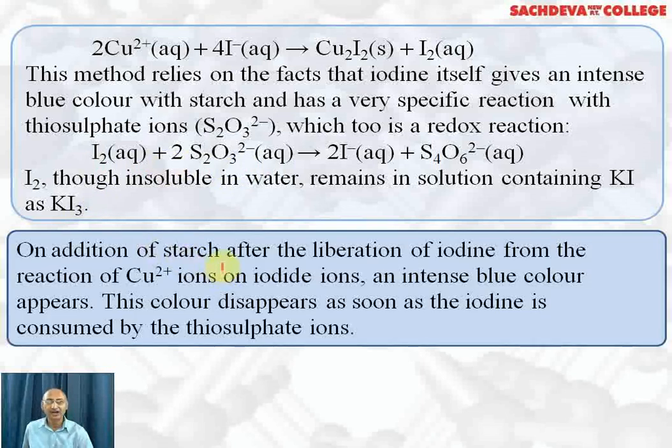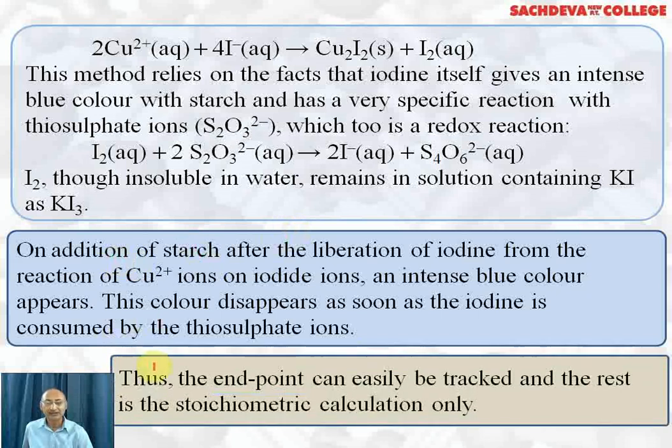After the liberation of iodine from the reaction of cupric ion on iodide ions, starch gives an intense blue color. This color disappears as soon as the iodine is consumed by thiosulfate ions, and the product formed is colorless because it is iodide ion and tetrathionate ion. Thus, the endpoint can be easily tracked, and the rest is stoichiometric calculation.